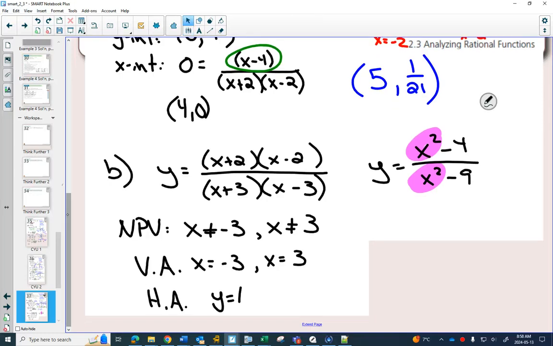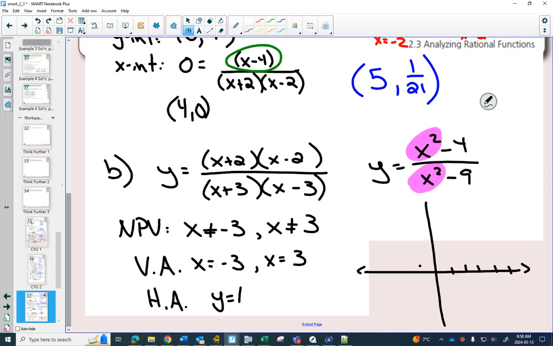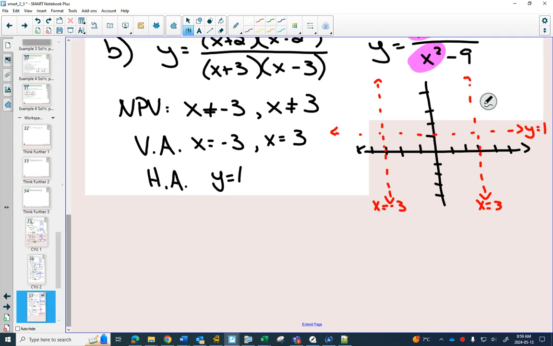So again, at this point, I would start drawing in my asymptotes. So I know I'm going to have an asymptote at x equals negative 3, and an asymptote at x equals 3. Also a horizontal asymptote at y equals 1. So first thing I notice is I have 3 sections because of my vertical asymptotes.